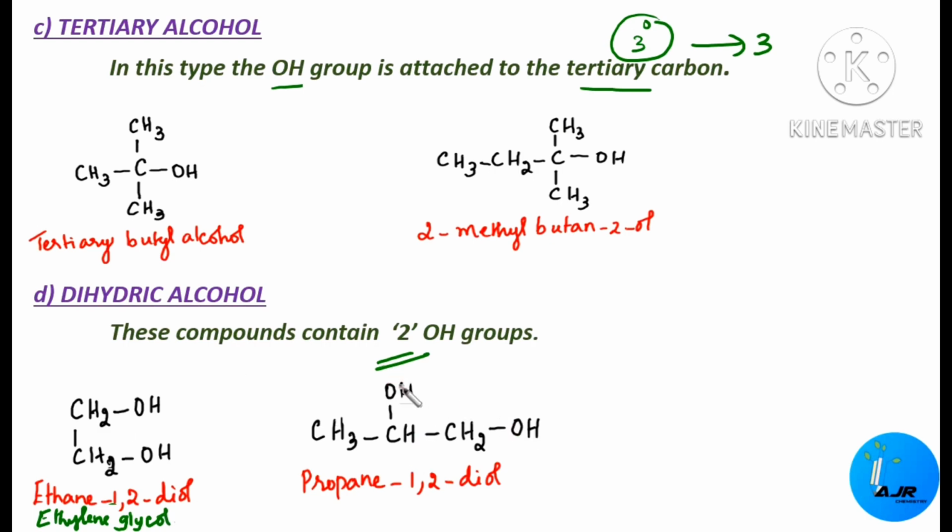Here also we are having 2 OH groups, is it not? And this is attached to 2 carbon atoms. And what's the name of this one? Methane, ethane, propane. 3 carbon atoms. So propane, it's the first position 1, second position 2. So propane-1,2-diol. Okay, propane-1,2-diol. So these two are examples for dihydric alcohols. Understood, students? Because they are having 2 OH groups, right?